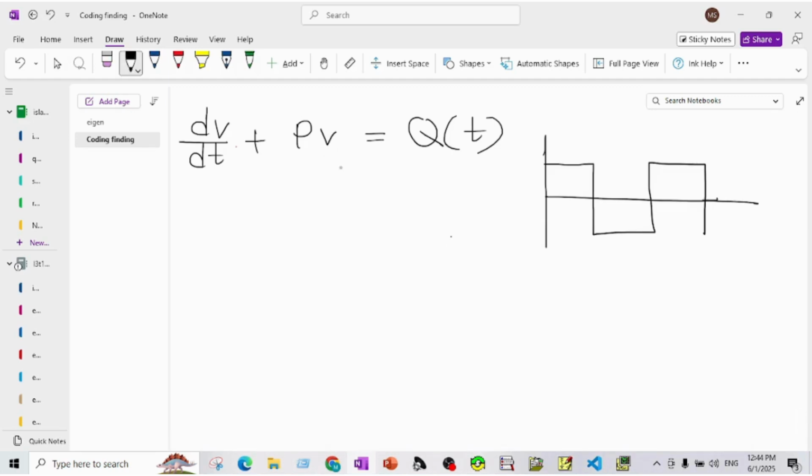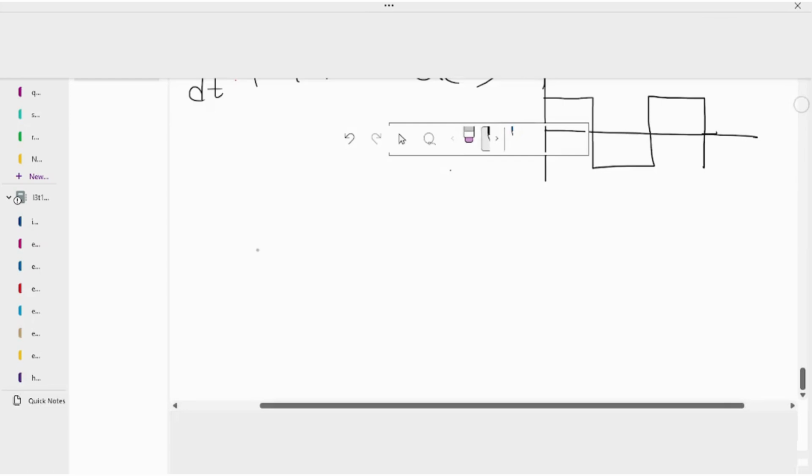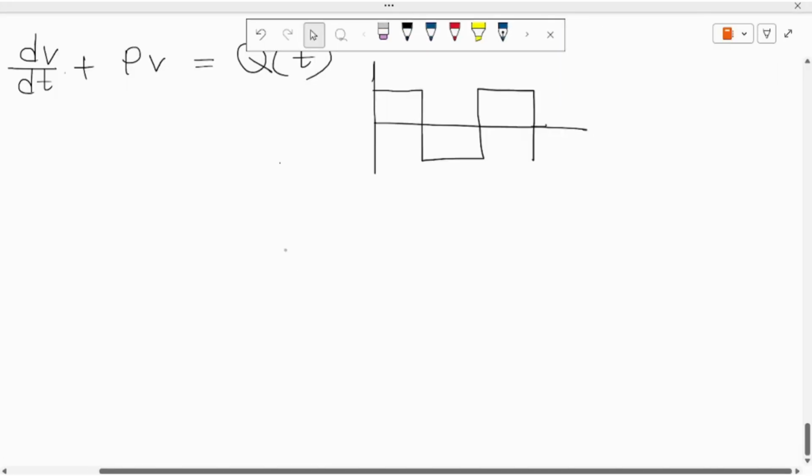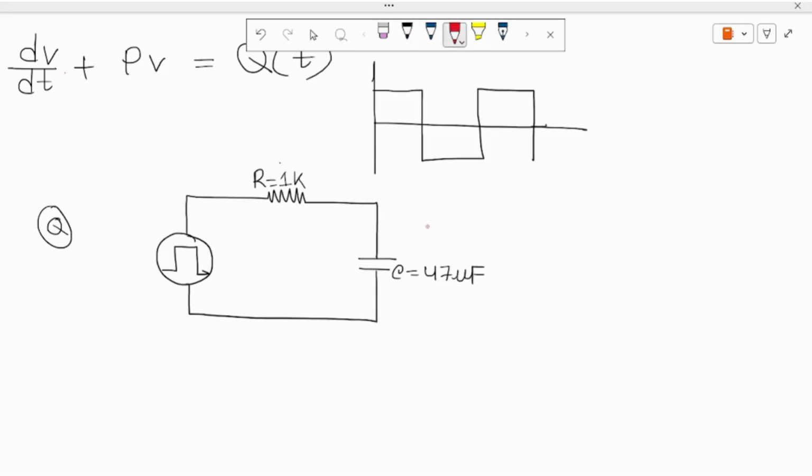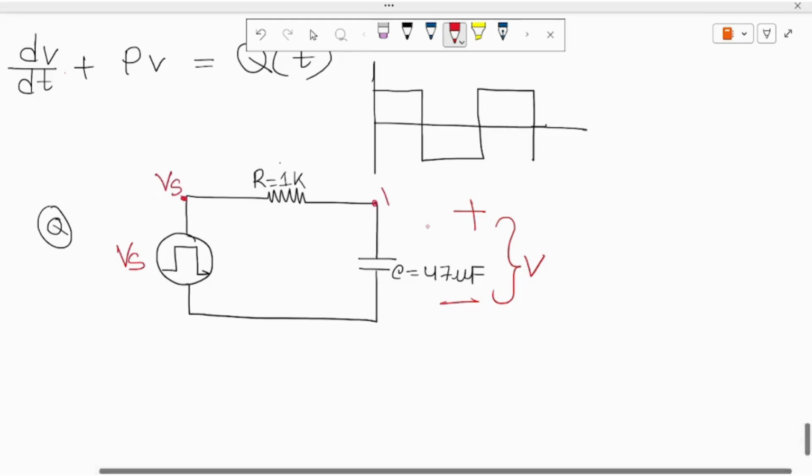Let me give you a practical example. Let's say you have this kind of circuit. And this is a rectangular square wave, and R is equal to 1K and the capacitance is 47 microfarad, and you want to find the voltage across this capacitor V. So let's say the square wave voltage is Vs. That means this node's voltage is Vs and this node's voltage is V.